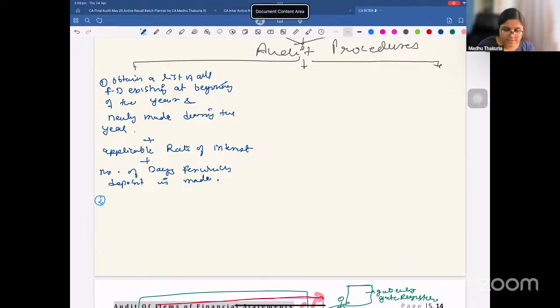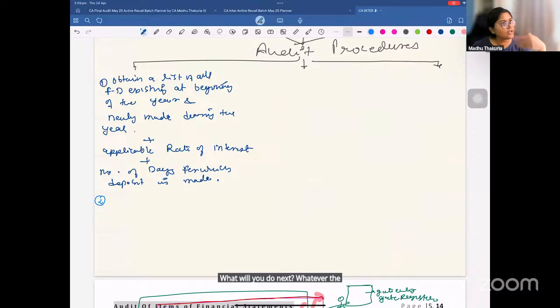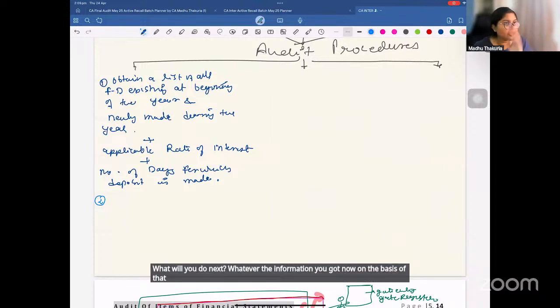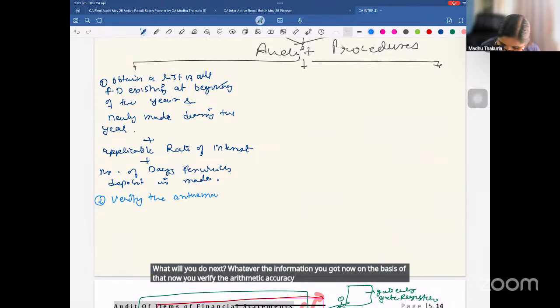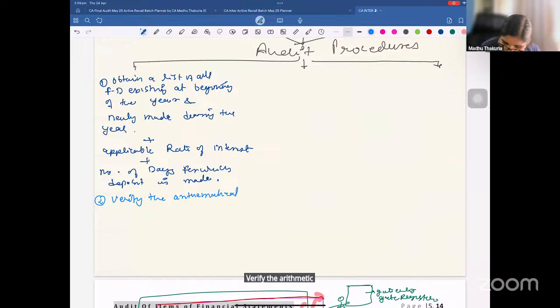What will you do next? Whatever information you got now, on the basis of that, you verify the arithmetic accuracy.